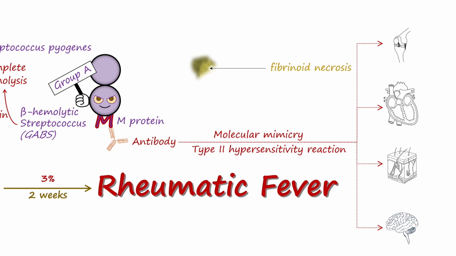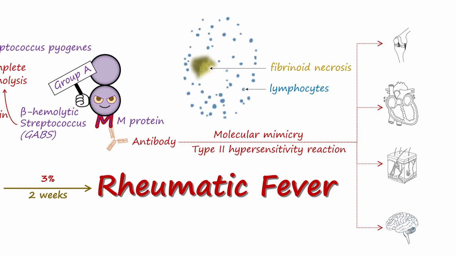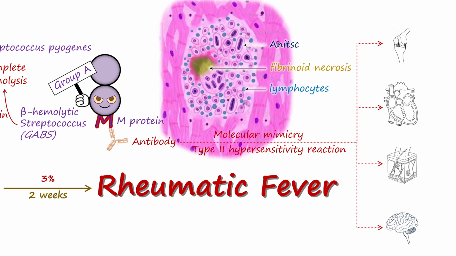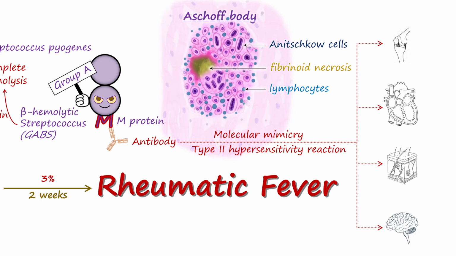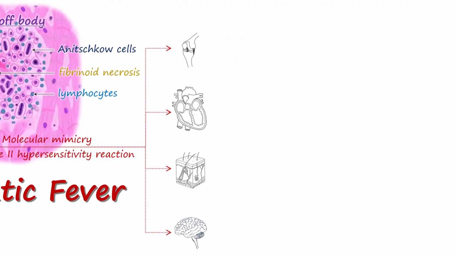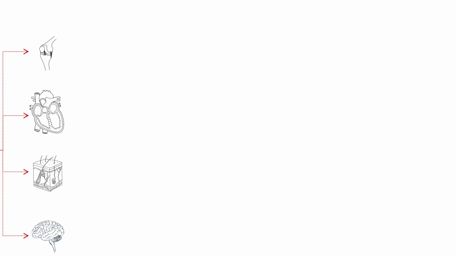The necrotic area becomes surrounded by T lymphocytes and reactive histiocytes. These histiocytes, known as Anichkov cells, exhibit distinctive nuclei resembling caterpillars. When these elements come together, forming a granuloma with central fibrinoid necrosis surrounded by lymphocytes and Anichkov cells, they're termed Aschoff bodies.